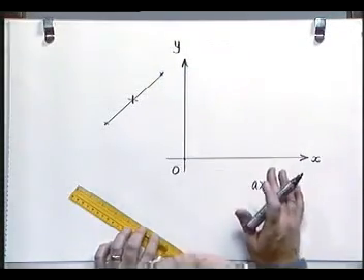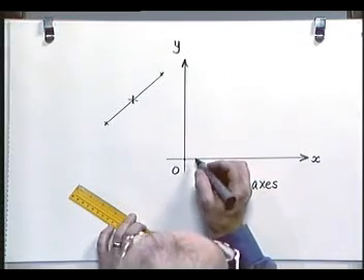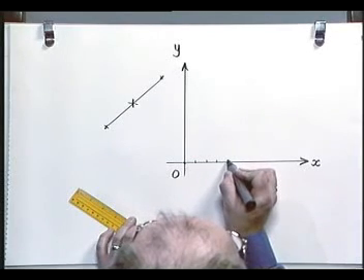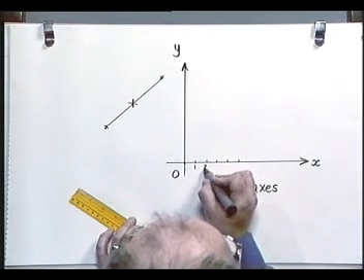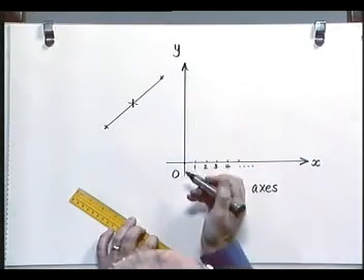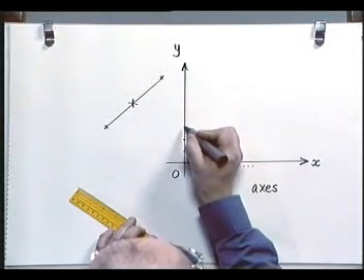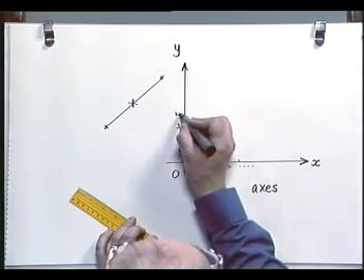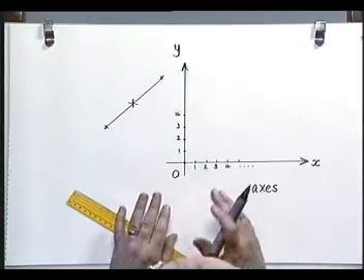Now, on these axes, we draw a scale. And what we do is we draw what's called a uniform scale. That means it's evenly spread along the axis, and so on. And on the y-axis, we do likewise. We put a uniform scale on the y-axis. And the point of doing that is that we can then measure distances in the x direction and in the y direction.